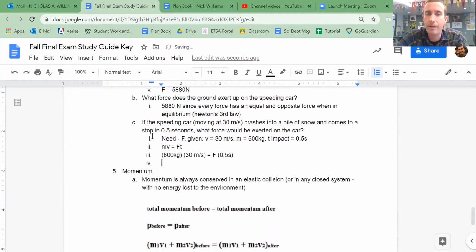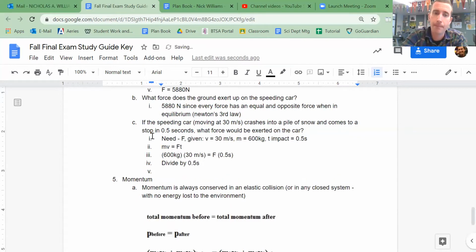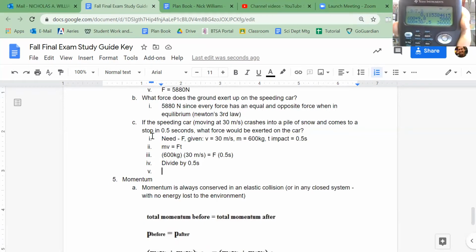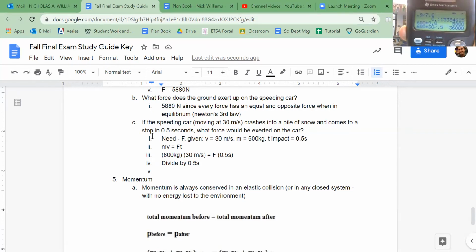All right, so now I need to solve for force. I'm going to divide both sides by 0.5 seconds so that I can get force by itself. That'll cancel the 0.5 seconds by setting it equal to 1. And then I have 600 times 30 divided by 0.5, giving me a grand total of 36,000 newtons. That's a lot of force.